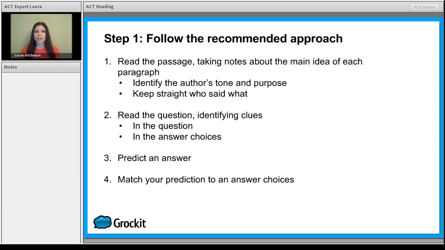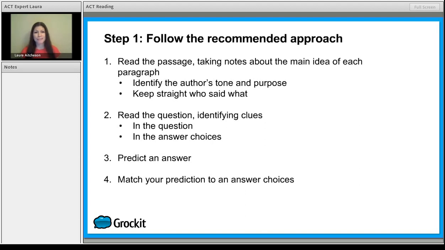So when you're thinking about this section, keep in mind that you don't have to do all the passages in order. You get to pick which ones you want to do first. This week we're focusing on prose fiction and natural science, and a lot of students either save prose fiction for last or they like to do it first. Same with natural science. Those are a little bit different than the other types of passages, which include social studies and humanities. Whichever passage you're tackling though, you're going to take notes.